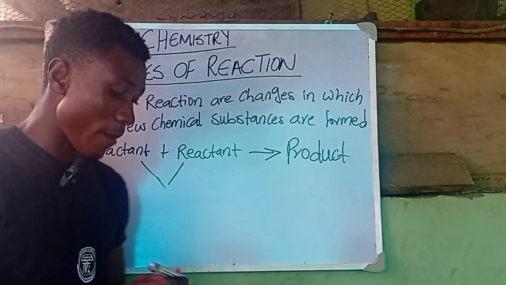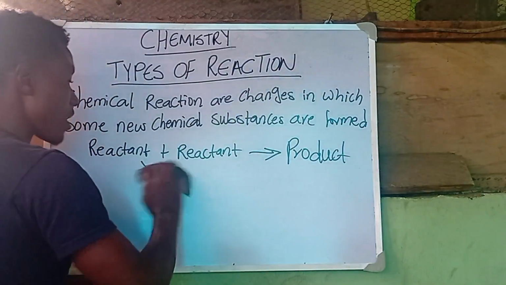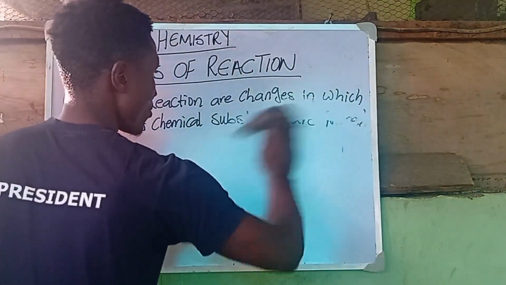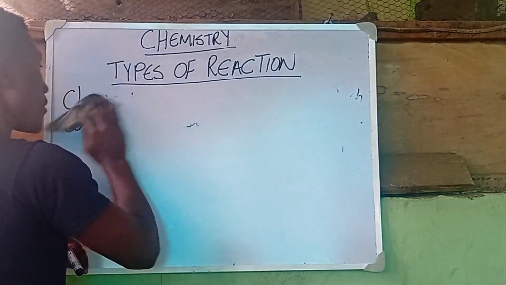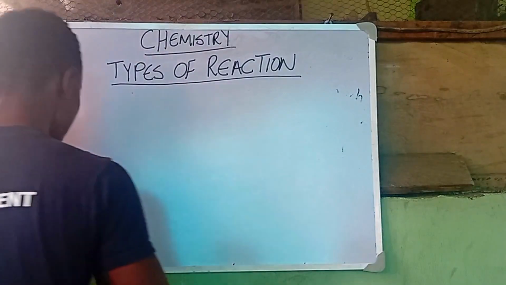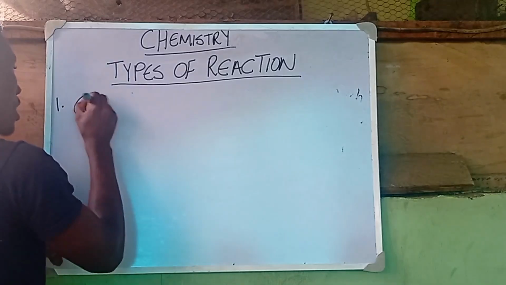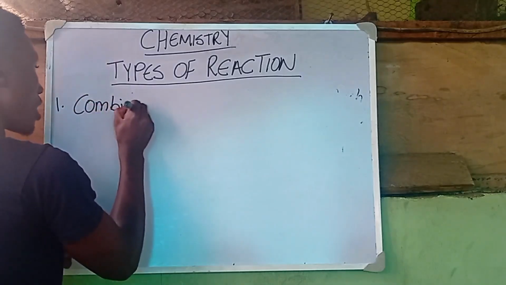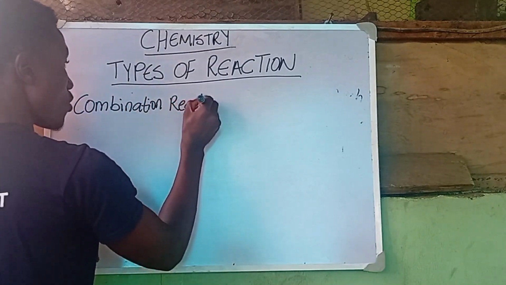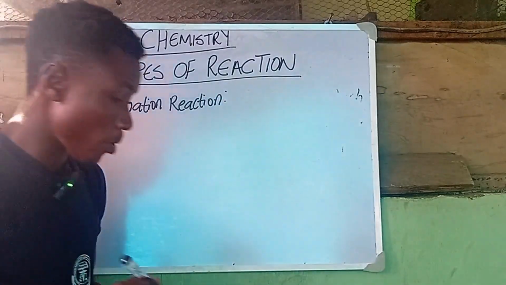So we are going to be talking about the types of reaction. When it comes to chemical reactions, we have a lot of them. We are going to be taking them one by one. We'll be starting with the basic one, number one, which is the combination reaction. According to the name, it's simply talking about combination.